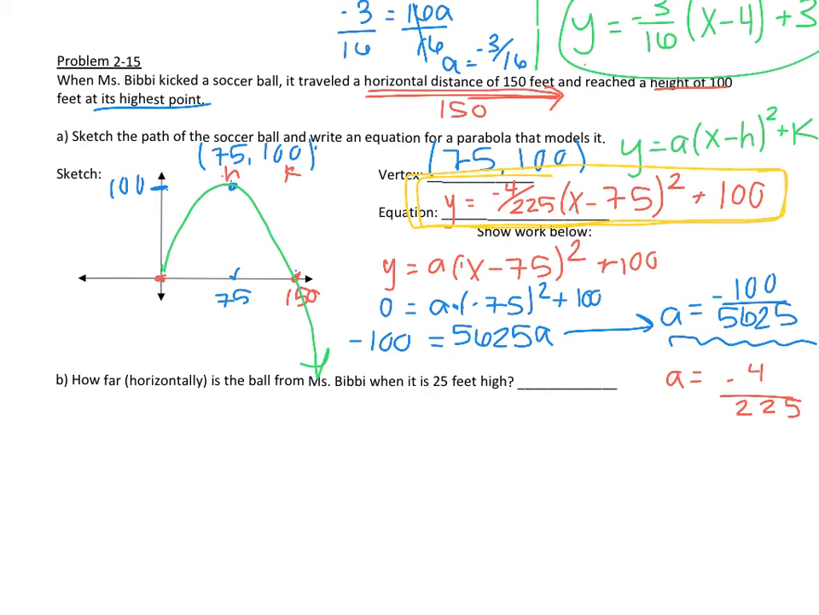Again, if you have a graphing calculator or your Desmos calculator open, it's pretty cool to graph that and see it match perfectly to the situation we sketched right here. So it should look just like what we wanted it to, with the vertex at 75, 100. It spans out to an x horizontal distance of 150.